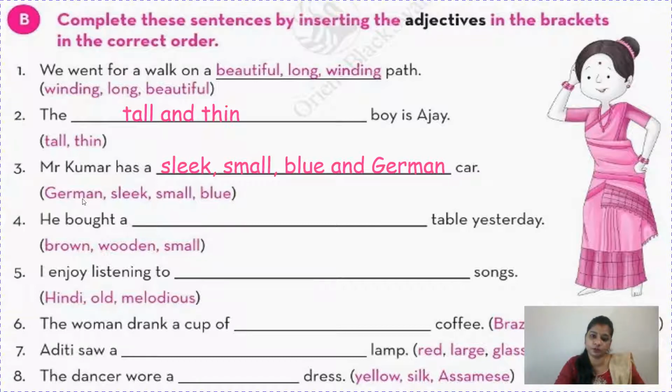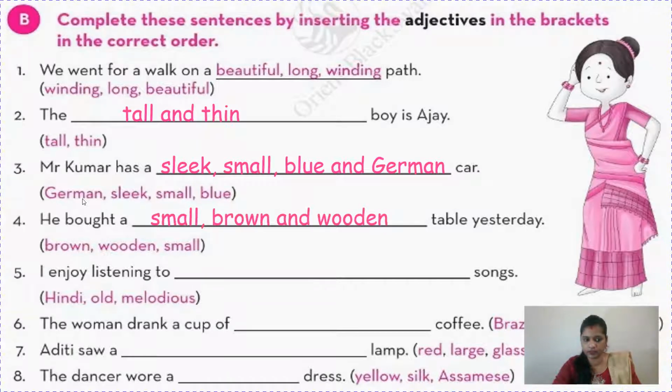See children, when you will do this book exercise, you have to keep this table, okay, in front of you. And if you can learn it, it is very good. Now question number 4, he bought a dash table yesterday. Brown, wooden and small. So obviously, see, wooden will go last because it's material. Color will go second last because it's brown, and small is size. So size, color and then material. So we will write small, brown and wooden table.